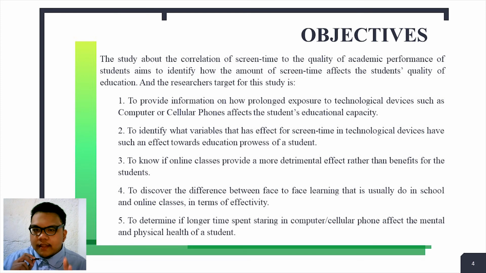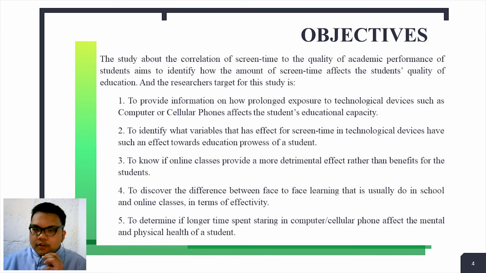First one is to provide information on how prolonged exposure to technological devices such as computers or cellular phones affects the students' educational capacity. Through achieving this objective, researchers can identify to what extent a student can use or expose themselves to computers or cellular phones during their online classes or in working on their online activities up until where they felt lacking in concentration or anything that relates to deterioration of their learning capacity.